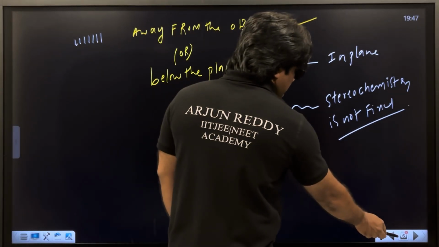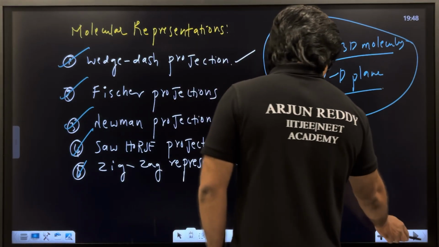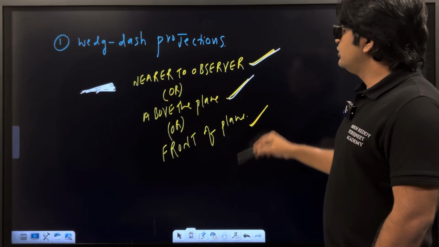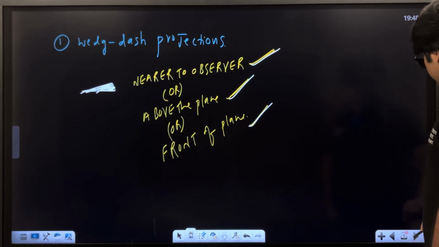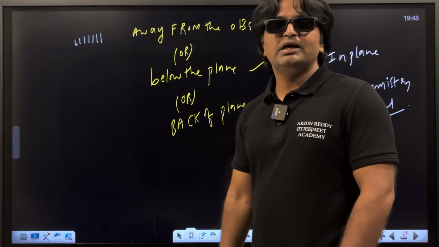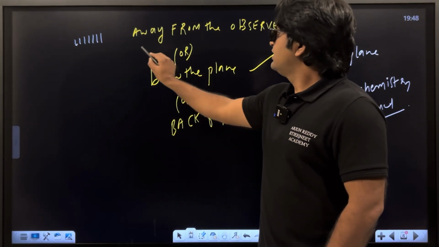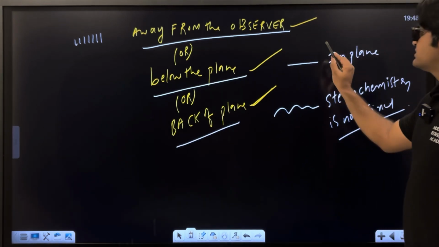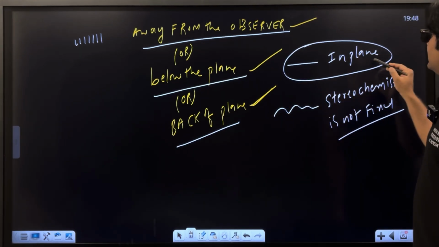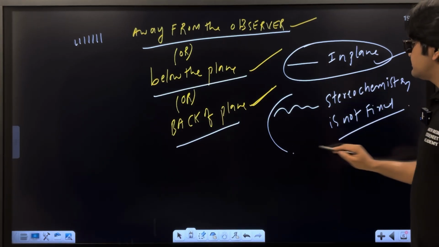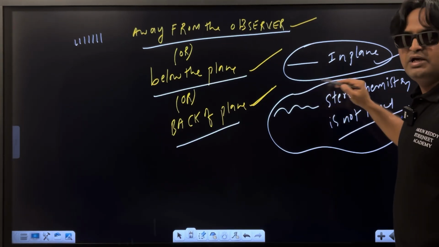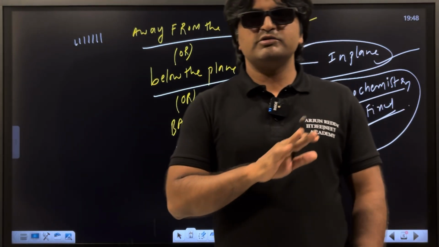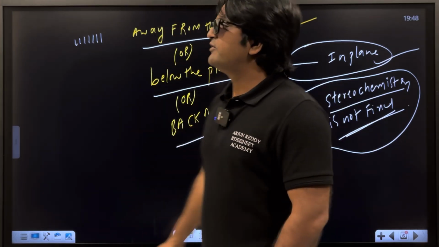So once again, come back to this first one. Whenever an atom or group is present on a thick wedge, it is nearer to the observer, above the plane, front of plane. Whenever something is present on a broken wedge, it is away from the observer, below the plane, back of plane. If something is connected to a normal line, it is an in-plane arrangement. If something is present on a wavy line, we call it stereochemistry is not fixed. Now these are the four different symbols.